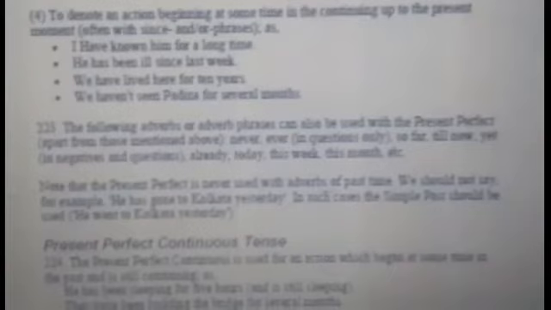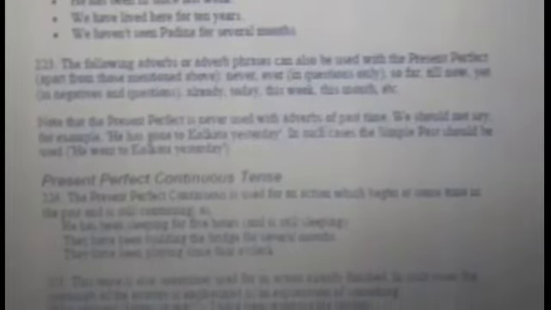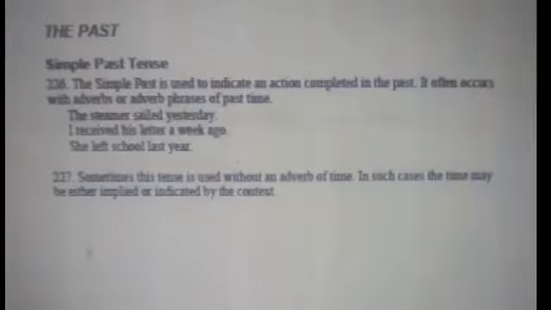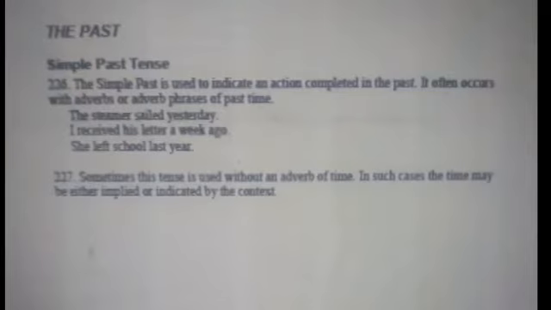So till now we discussed the examples regarding present tense. In that, 4 types are there: simple present, present continuous, present perfect, and present perfect continuous tense. The same will be there in past tense also. Simple past examples: the steamer sailed yesterday. I received his letter a week ago. She left school last year. These are the examples for simple past.